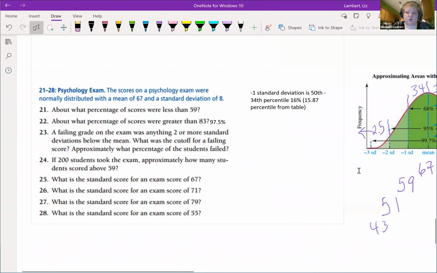So the cutoff score for failing, we count the 2 down, is a 51. Then what percentage failed? What percentage are less than or equal to 2 standard deviations down? That's the 2.5%. So the 2.5 percentile ranking.